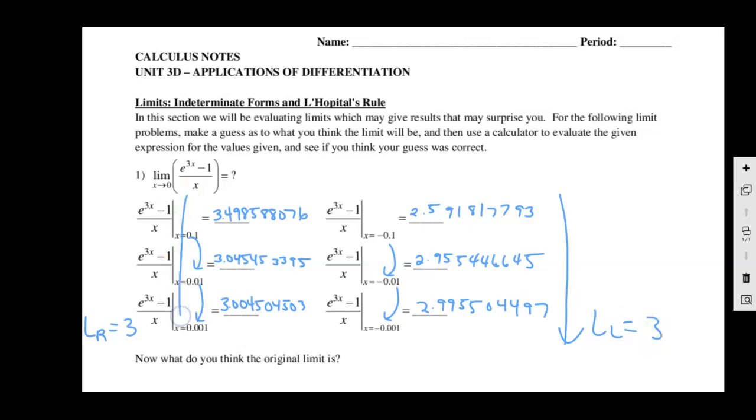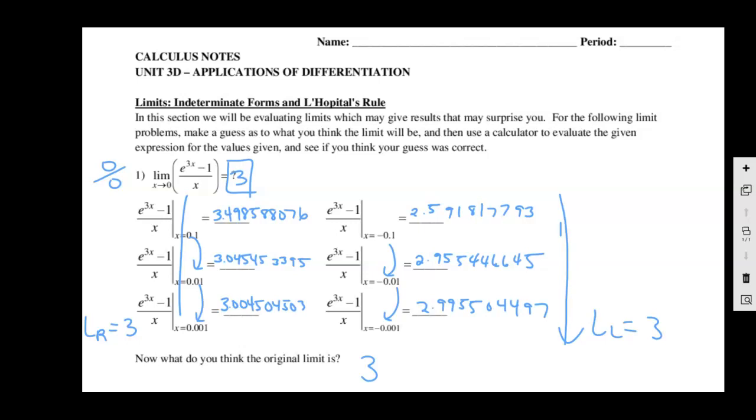Now, these x values were on the right side of 0, but getting closer. These were on the left side. So we had the limit from the left was 3. The limit from the right was 3. So what do we think this overall limit is? 3, right? This limit of that function, it's going to be 3. Now remember, if we tried to direct evaluate, we got 0 over 0. So that was indeterminate. We ended up getting an answer. That 0 over 0 ended up being 3, but we just couldn't determine it by direct evaluating.